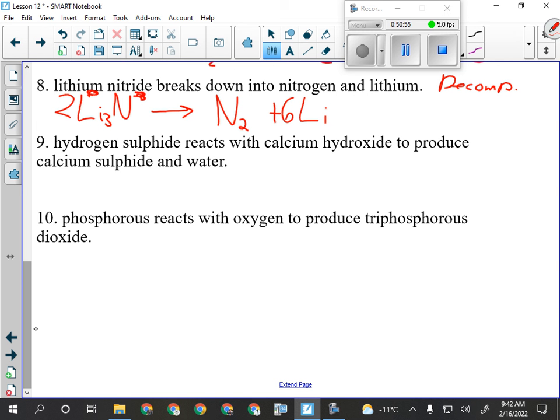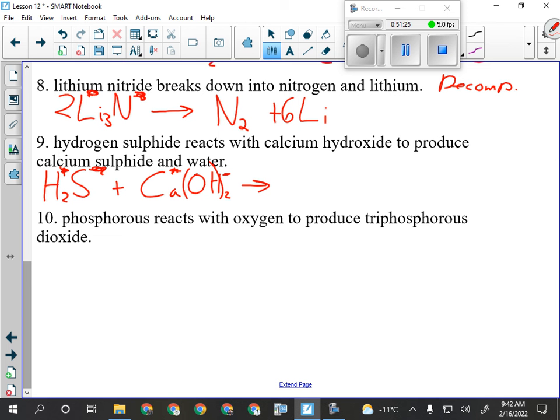Okay, hydrogen sulfide reacts with calcium hydroxide. So hydrogen sulfide's an ionic compound, H+, sulfide's a -2, drop and swap, we get H2S. It reacts with calcium hydroxide, Ca 2+, hydroxide -1, brackets, 2 outside the brackets. So there are our reactants. What kind of reaction are we looking at? Double replacement, they're both ionic compounds.